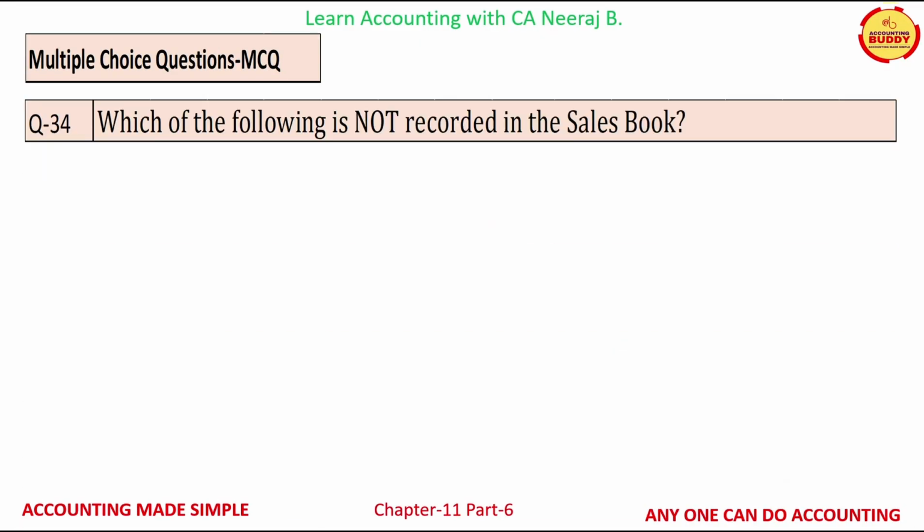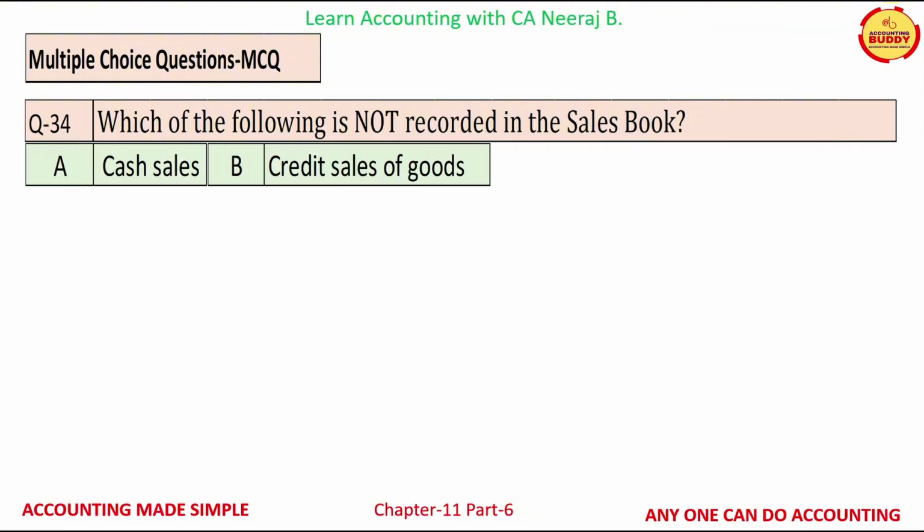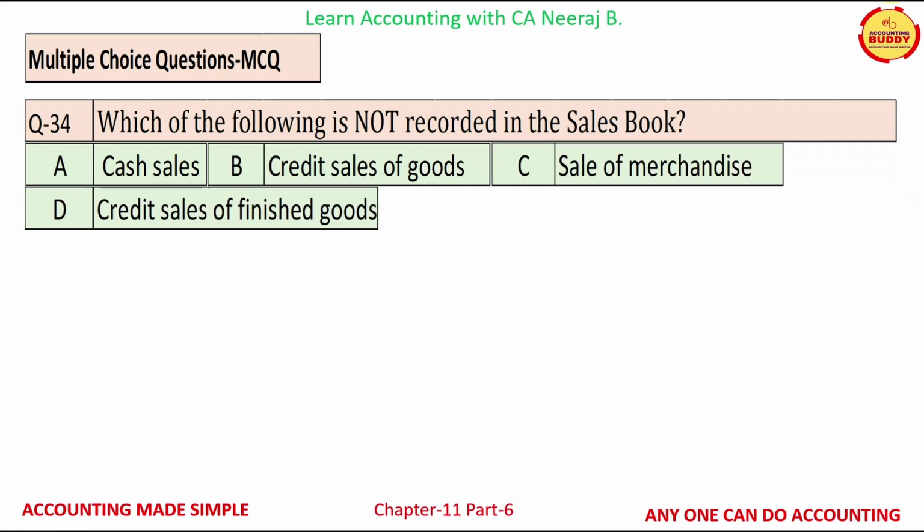Question number 34 is which of the following is not recorded in the sales book? And the available options are option A, cash sales, option B, credit sale of goods, option C, sales of merchandise, and option D, credit sales of finished goods. And the correct option is option A, cash sales.